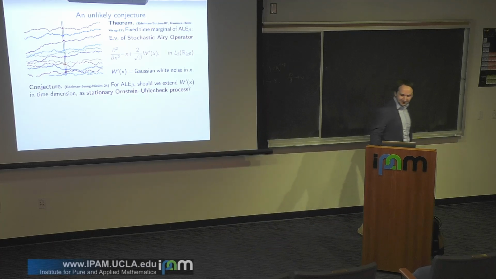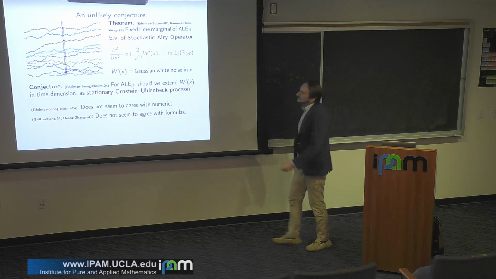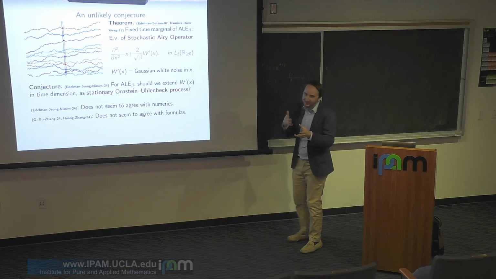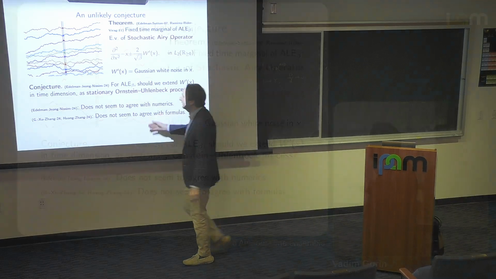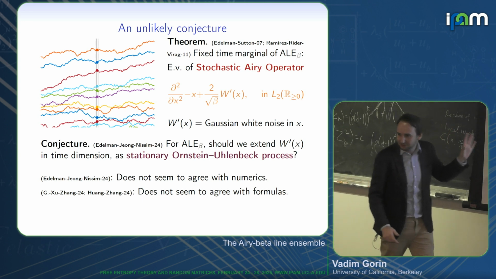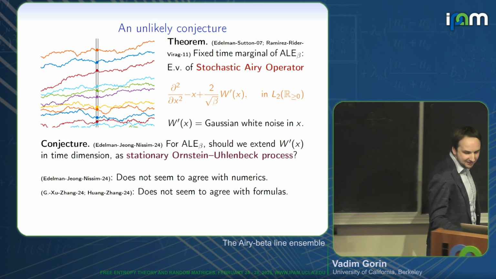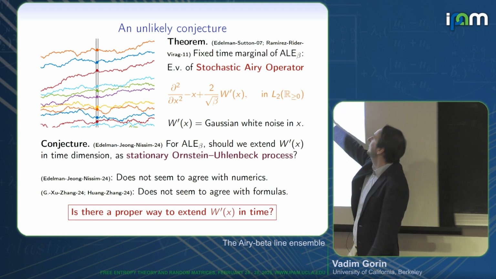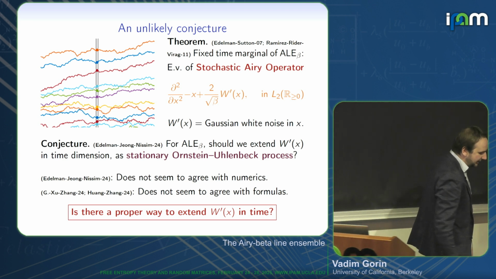But actually, in the same article, they said it's unlikely to be true, because they made some numeric simulations. They were a little bit inconclusive because it's hard to simulate these objects, but they were more inclined to say that the conjecture is likely wrong. Then our paper appeared, and the paper of Jiaoyang Huang and Lingfu Zhang, where the formulas also do not seem to agree with this conjecture. So probably it cannot be that easy, but still the question remains: is there any way to extend this white noise in time so that you will get our Airy line ensemble?